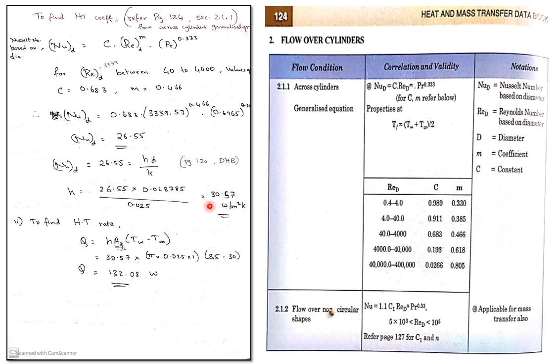Once you get the value of the average heat transfer coefficient, next step is to find the heat transfer rate, that is hAΔT. Here the surface area is pi dL because it is a cylinder. h we got from the previous step, pi into D is 0.025 into 1. Since the temperature difference is wall temperature minus fluid temperature, we'll get the heat transfer rate as 132.08 watts. So this completes this problem.